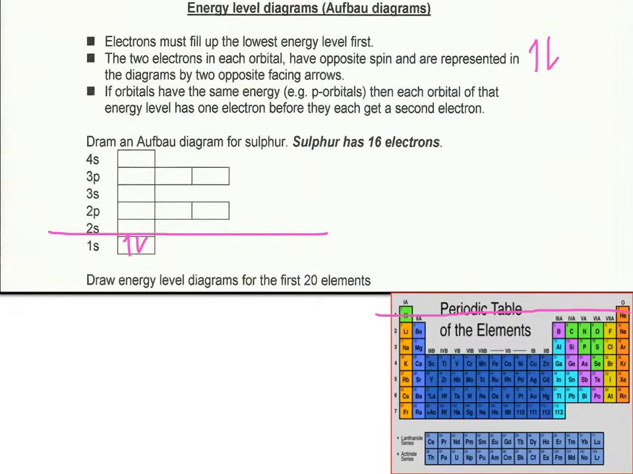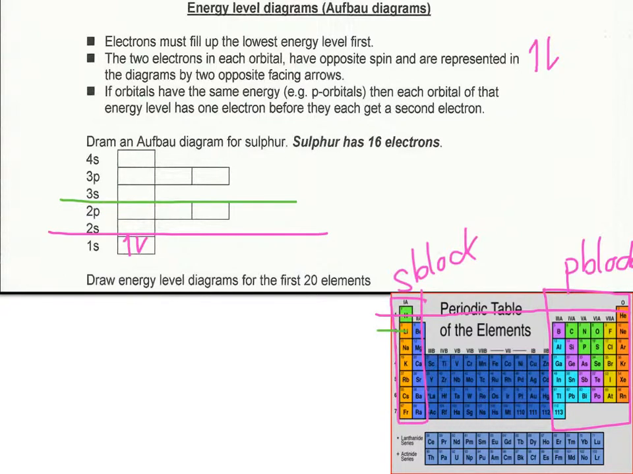Now I need to show you something. This part of the periodic table is called the s block. This part can be referred to as the p block. Out of interest, this is known as the d block and that's known as the f block, but as I just said, we're not doing the f and the d orbitals. So worry about the s block and the p block. You only need to be able to do Aufbau diagrams for the first 20 elements, in other words up to calcium.